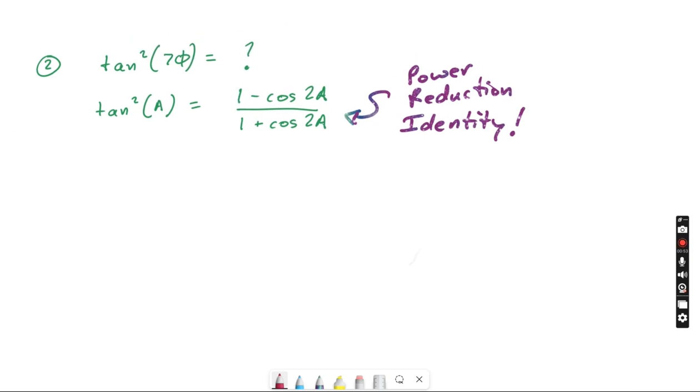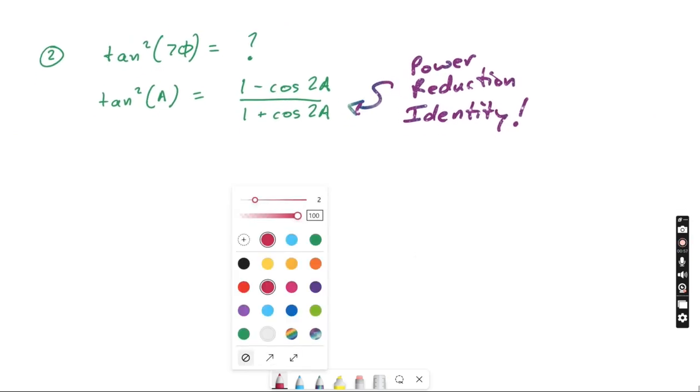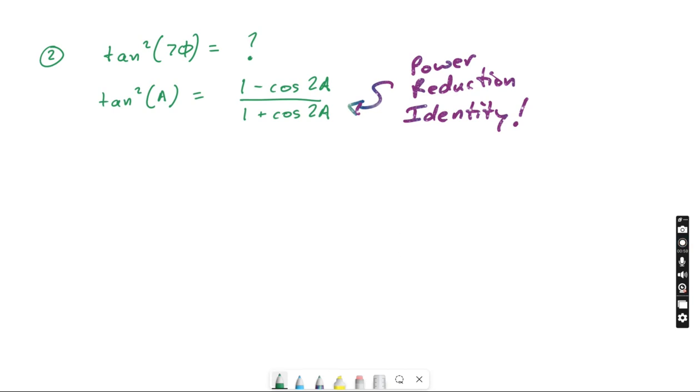Second example, same sort of thing. If your original angle is a, then you write it as 2a when you use the power reducing identity. But in this case, it wasn't a, it was 7 phi. So I'm going to say 1 minus cos, whatever 2 times 7 phi is. So that'll be 14 phi. Minus cosine on top plus cosine on bottom. So that's how these things work, and they're fairly simple if all you've got to deal with is a squared.